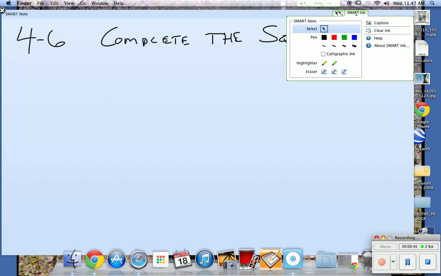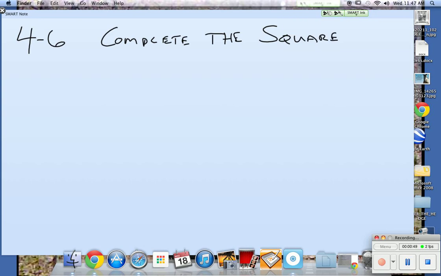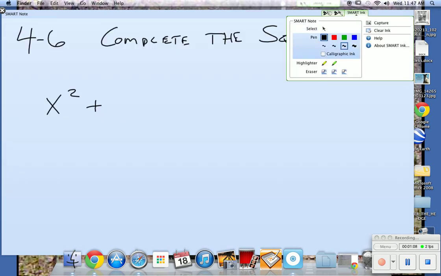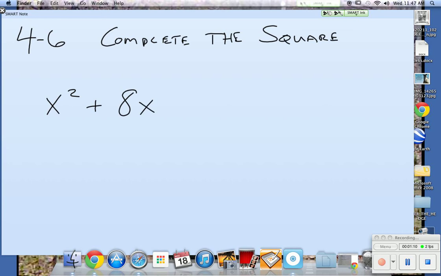is we're not given the whole equation. So you may get something like this. You may get something like x squared plus 8x equals 0.